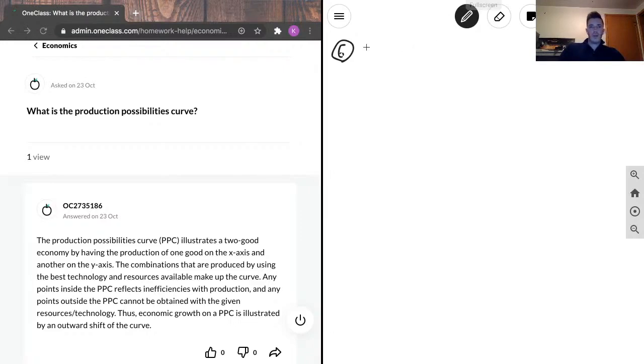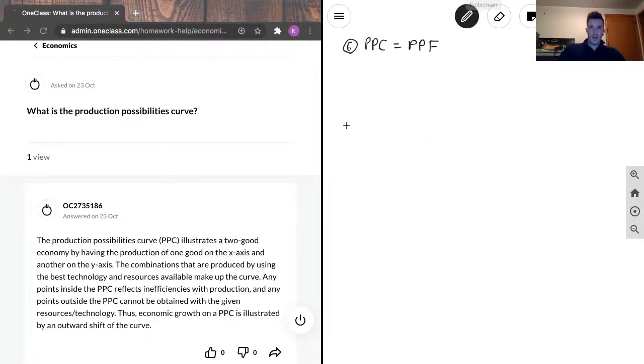So here they're referring to it as a PPC, production possibilities curve. How I had always known it was as the production possibilities frontier. Same thing, just wanted to make sure anybody watching isn't confused by that.